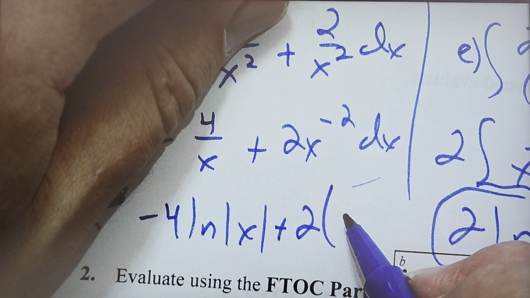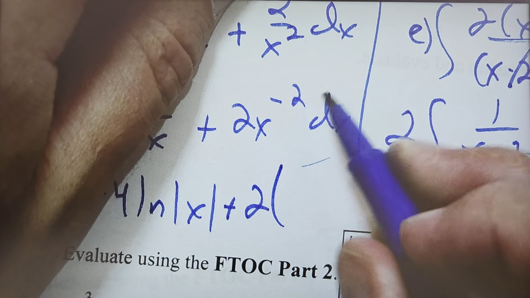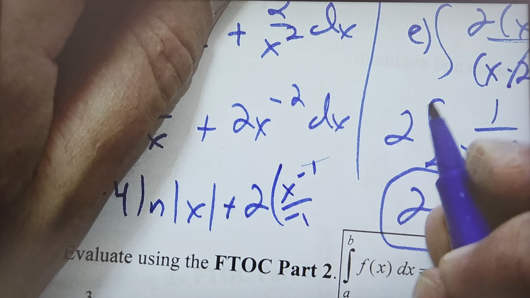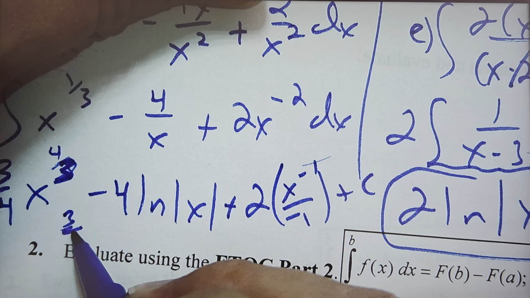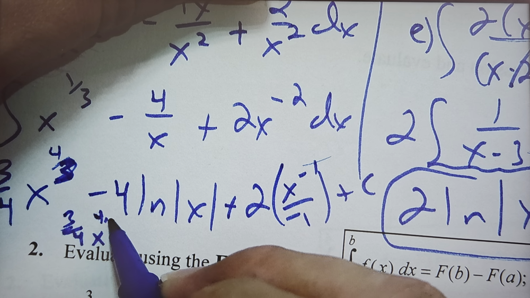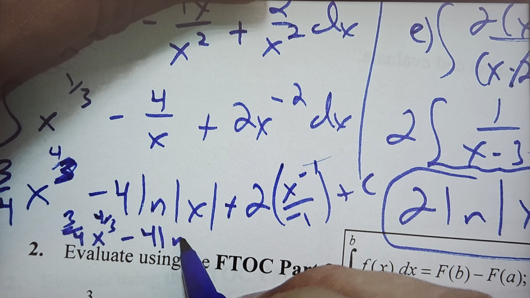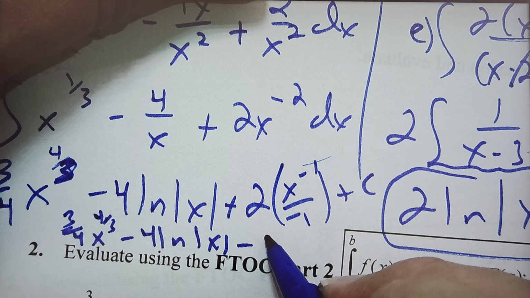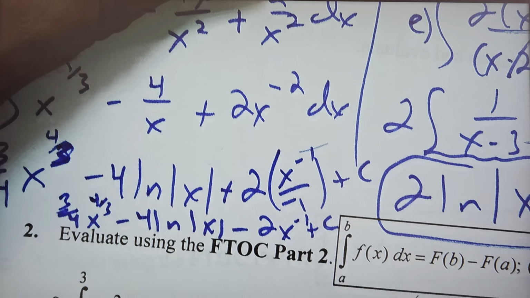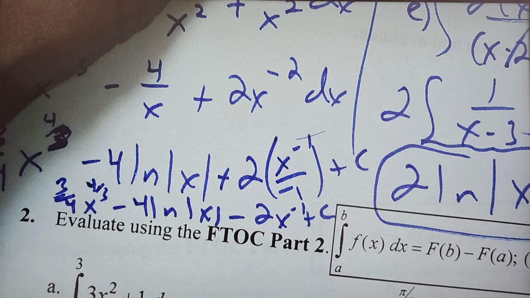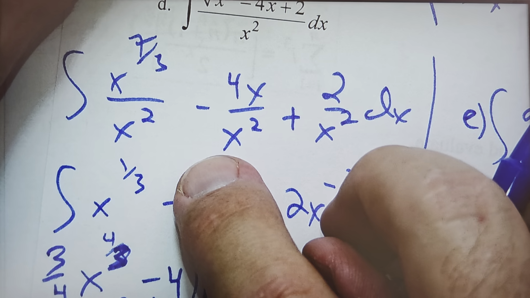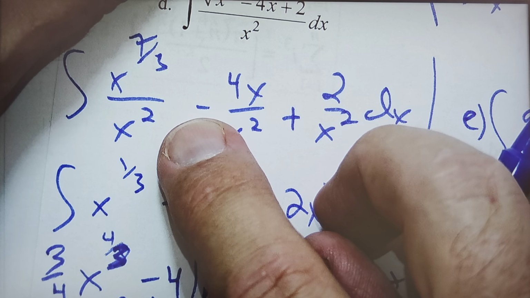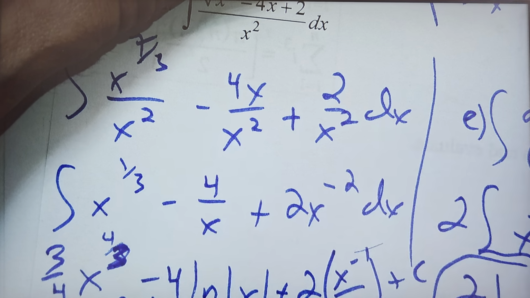So what's the new power going to be? X to the -1. Good. And then you divide by the new power. Yeah, you got it. Plus c. So you get 3/4 x to the 4/3 minus 4 ln absolute value of x minus 2x to the -1 plus c. Good. Wait, how did this x to the 7/3 over x squared turn into x to the 1/3? What's 7/3 minus 2? That's 7/3 minus 6/3. Oh. Yeah. Okay.